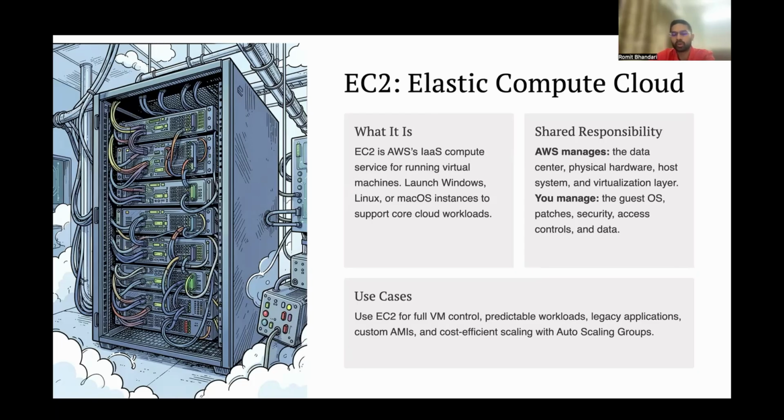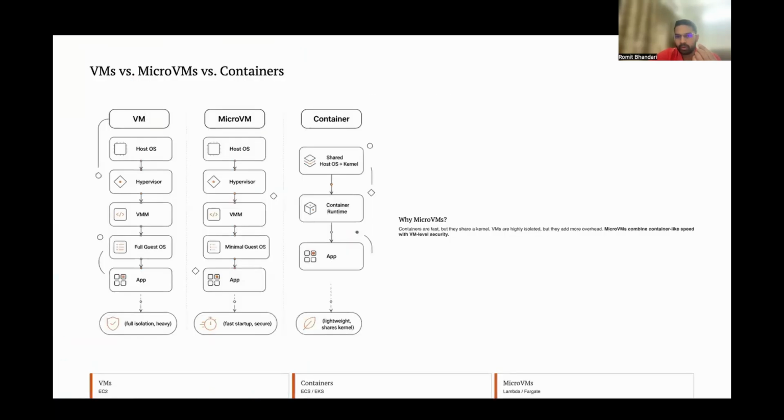So it gives you more control, and obviously the major use cases are predictable workloads and legacy applications. As I mentioned previously, most of the applications were being developed and deployed in EC2 before other services became more prominent, that is, serverless computing. And you can make it scalable with auto scaling groups. We will touch a little bit on this as well, how you can make EC2 more scalable and manageable.